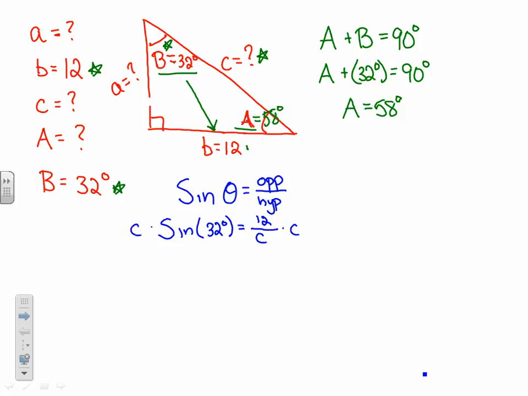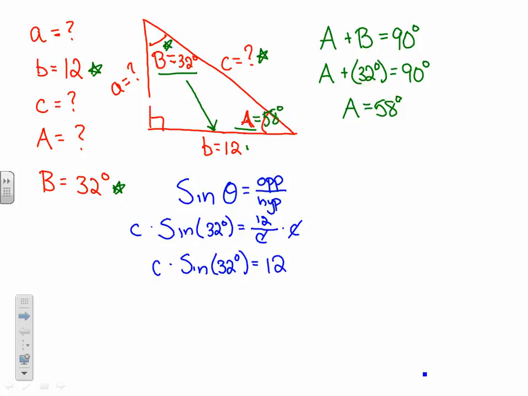All right, now this one has the unknown in the denominator. And we know that we can't leave those variables down there in the denominator, so we need to multiply by C on both sides to get it out of there. All right, now that leaves us with C times the sine of 32 degrees, and that's equal to 12. That's what's left on the right side of the equation.